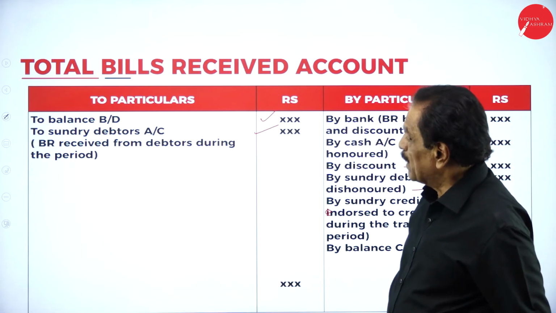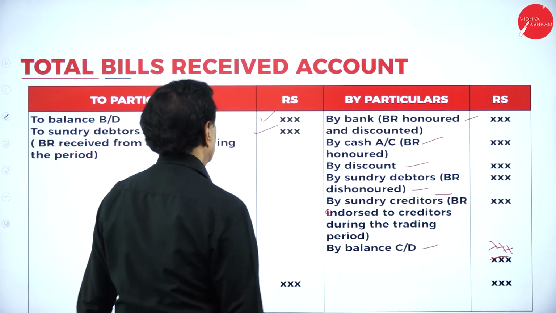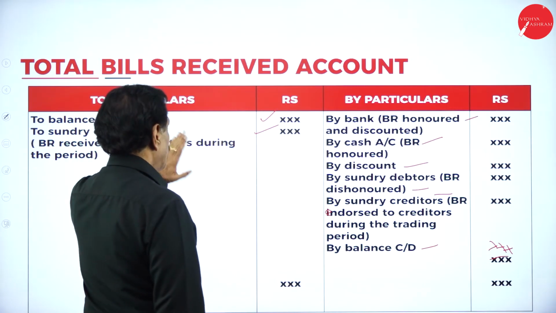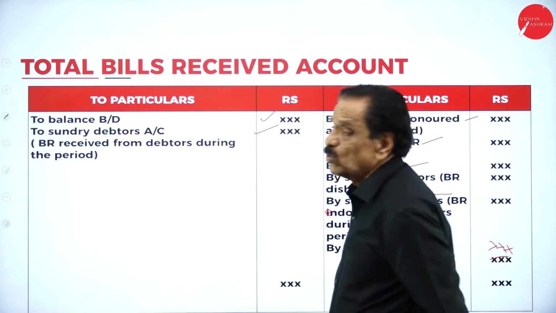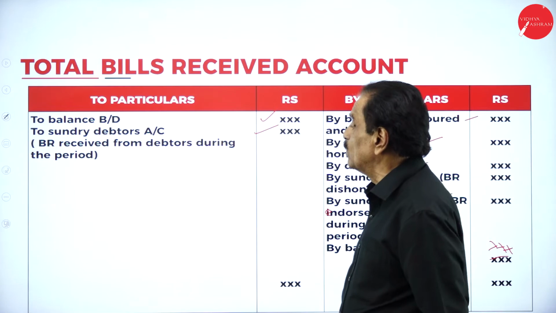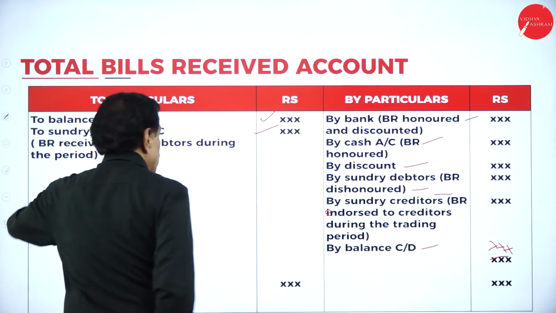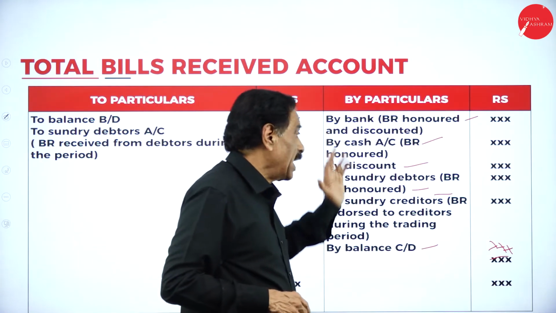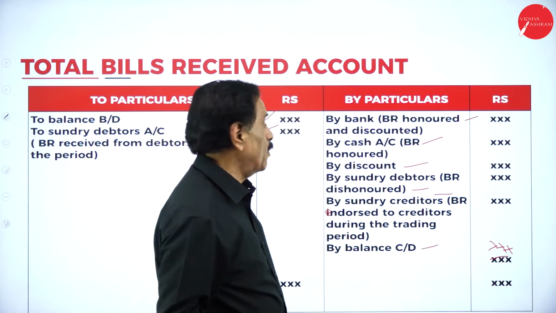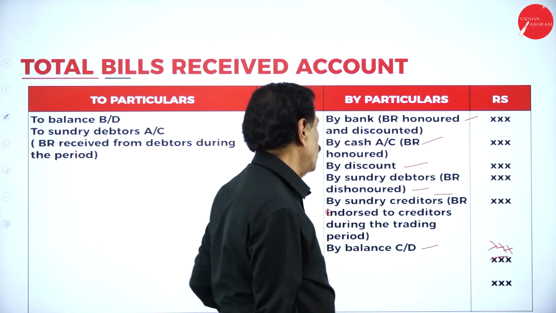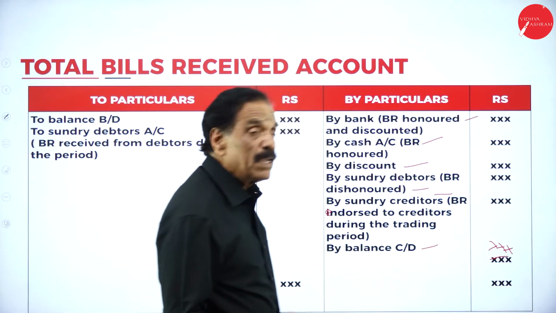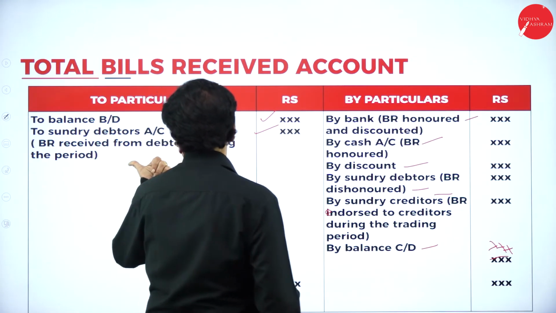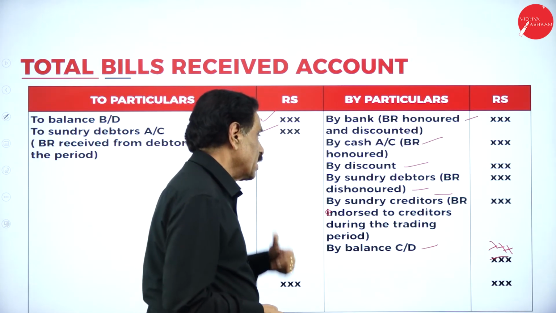Then BP account, bills payable account. Here, total bills receivable account. To balance brought down, opening BR. To sundry debtor, BR received during the year. Total BR is there. By bank account, BR honored in the bank. By cash account, received the cash for the sake of BR. By discount allowed. By sundry debtor, BR dishonored. Here BR received, BR honored, dishonored.